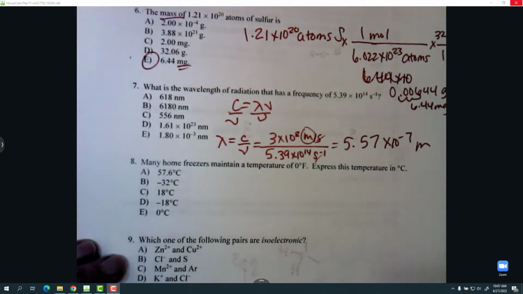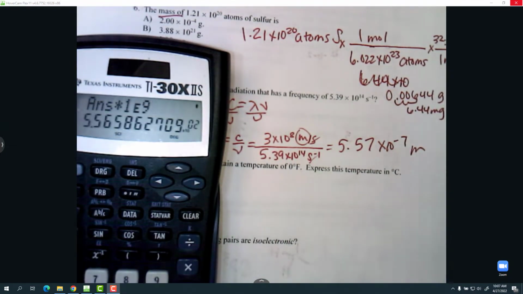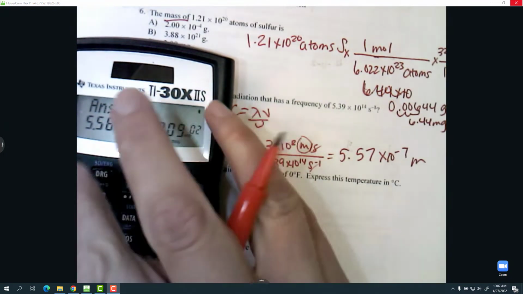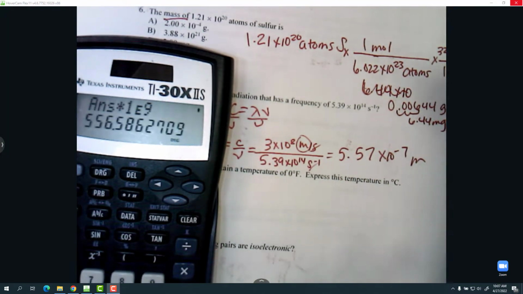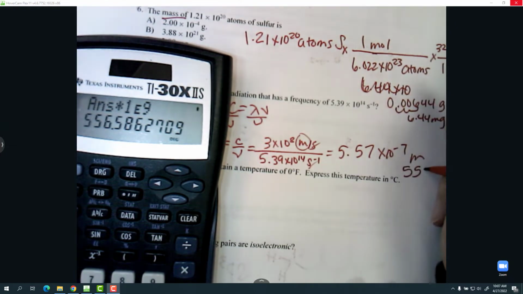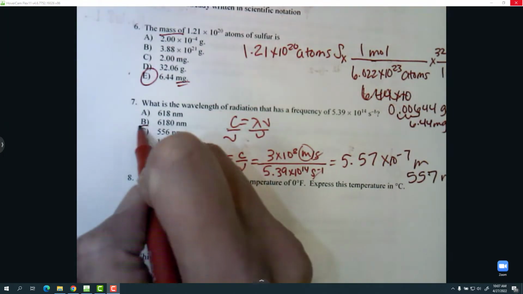It looks like all my choices are in nanometers, so I can just go ahead and multiply that by 1 times 10 to the 9th. And I get that. Now it's a tiny exponent, so I can convert it: 557 nanometers. 556.